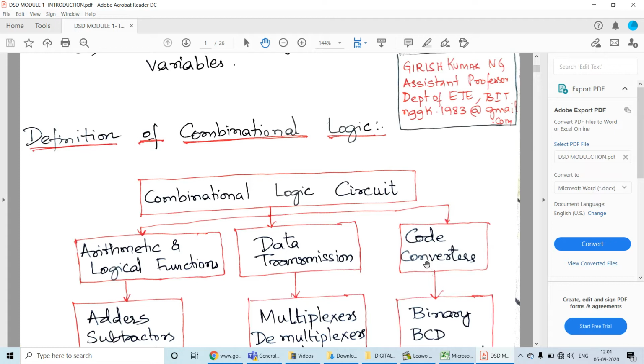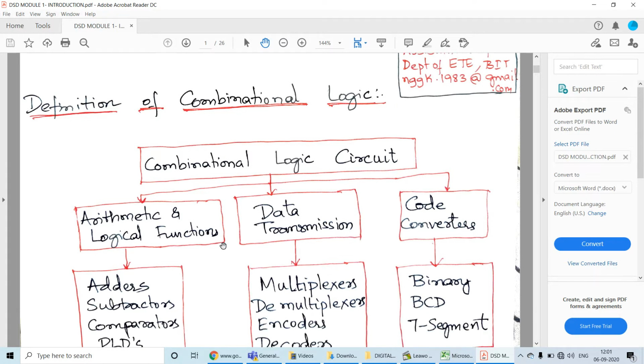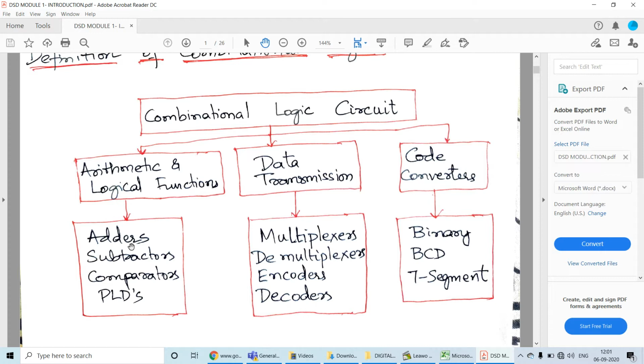Any combinational logic circuit you take, we will have three different blocks of combinational logic circuits that we come across. One is arithmetic and logical functions, then data transmission circuits, and then code converter circuits. Under arithmetic and logical functions, normally we see adders, subtractors, comparators, programmable logic devices, PLDs, and so on.